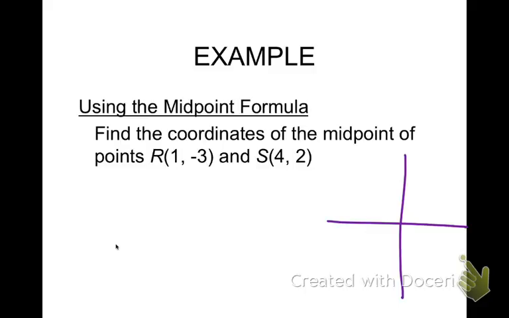So point R is at 1, -3. So can you put a point R at 1, -3 and label it R? And S is at 4, 2, so 1, 2, 3, 4, up to 2, label it S. Connect them to turn into a line segment. All right, now if you had to take a guess, where do you think the midpoint would be?